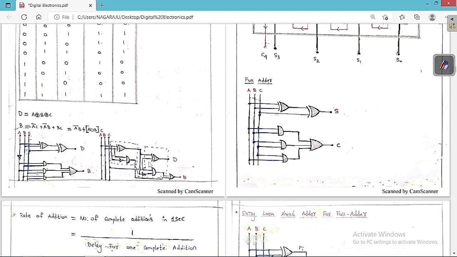Suppose I want to do it in terms of half subtractors, then what am I going to do? If you want to build a full subtractor from half subtractors, then we need two half subtractors with an OR gate. Again, if you do simplification, the same result we are going to get: D is equal to A XOR B XOR C, and Borrow is equal to A bar C plus A bar B plus B C. So simply, if you want to build a full subtractor, we need two half subtractors with an OR gate. This is a very important point that you always have to keep in your mind.